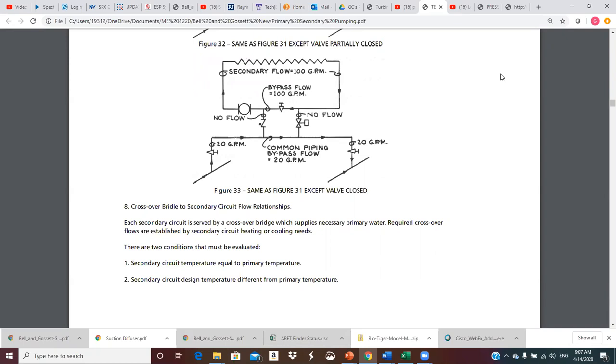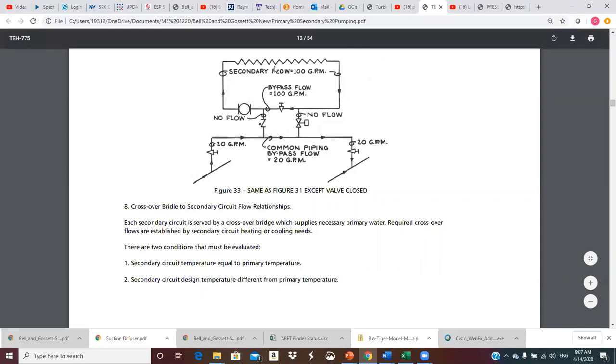So we're going to start out with point 8 here, crossover, and that should say bridge. They've got a typo in the Bell and Gossett literature here. Crossover bridge to secondary circuit flow relationships. So each secondary circuit is served by a crossover bridge, which supplies necessary primary water. So here is our secondary up here.